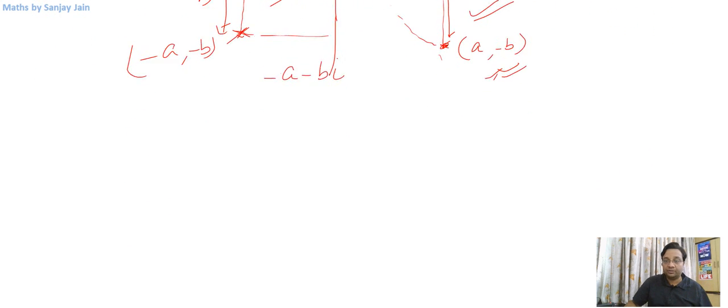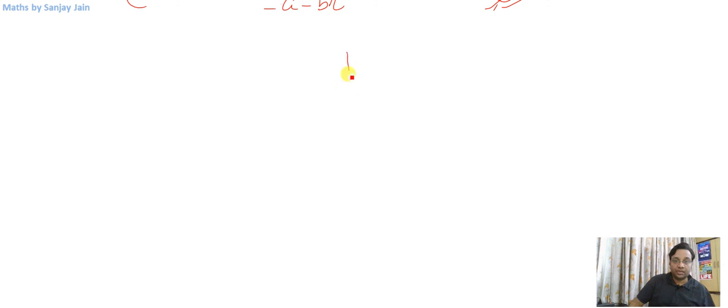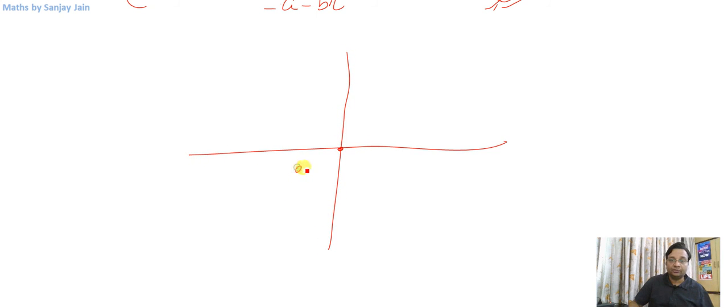One more point that I want to highlight here is about this point here. This also refers to the complex number 0 plus 0 iota. Now what is its argument? Argument of 0 plus 0 iota is not defined.